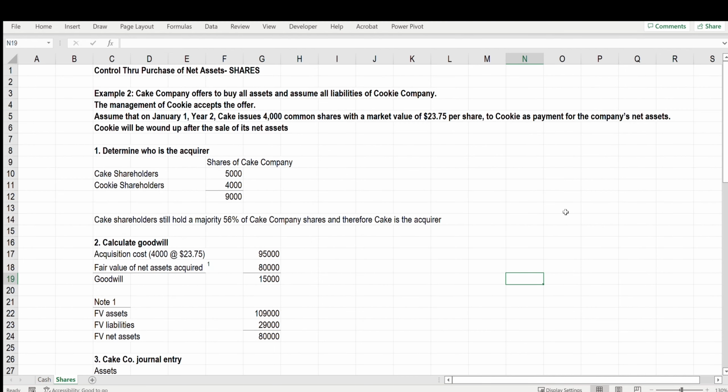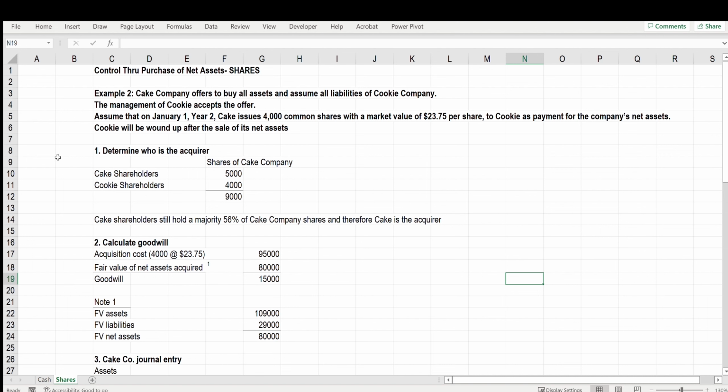Okay, now let's do another example for control through purchase of net assets using shares. Similar idea, similar example, but now we're going to be purchasing Cookie Company with shares. So Cake Company offers to buy all the assets and assume all the liabilities of Cookie Company, and the management of Cookie accepts the offer. On January 1st, year 2, Cake issues 4,000 common shares with a market value of $23.75 per share to Cookie as payment for the company's net assets. Remember, this is in place of cash. And then Cookie, the acquiree, will be wound up after the sale of its net assets.